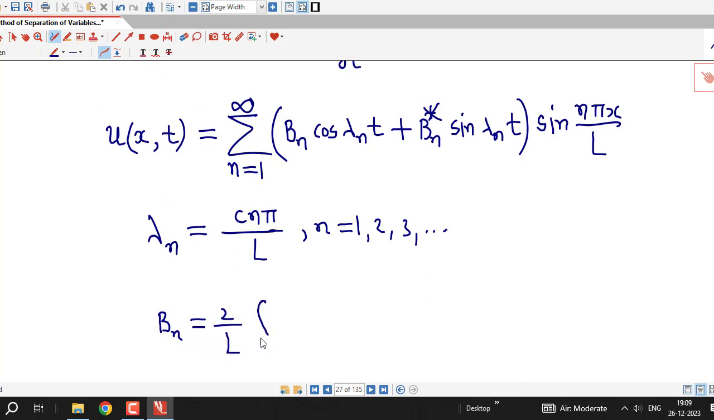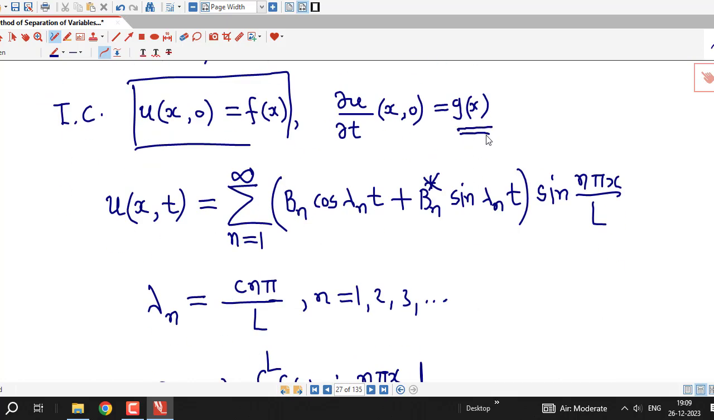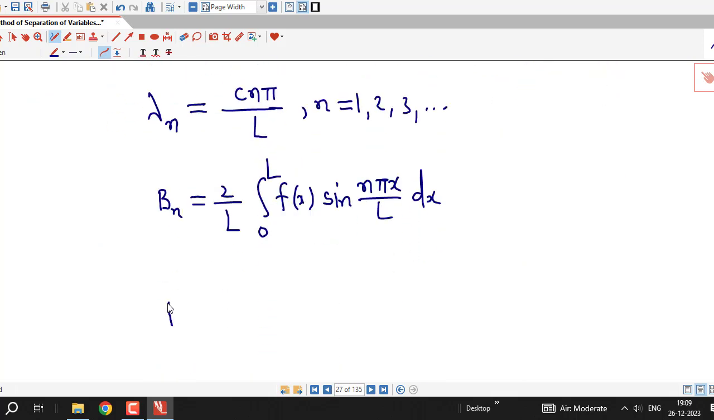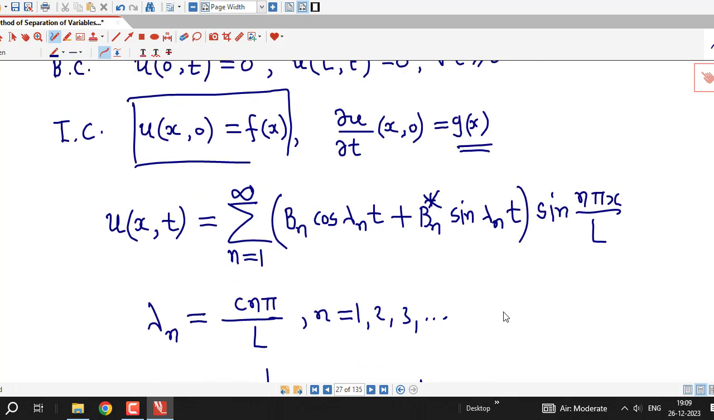Bn is given by 2 by L integral 0 to L f(x) multiplied with sin n pi x over L dx. This f(x) is the initial deflection, and this initial velocity g(x) is used to find the value of Bn star, and Bn star is given by 2 divided by c times n pi, integral of function g(x) multiplied with sin n pi x over L dx. This we have to remember every time.